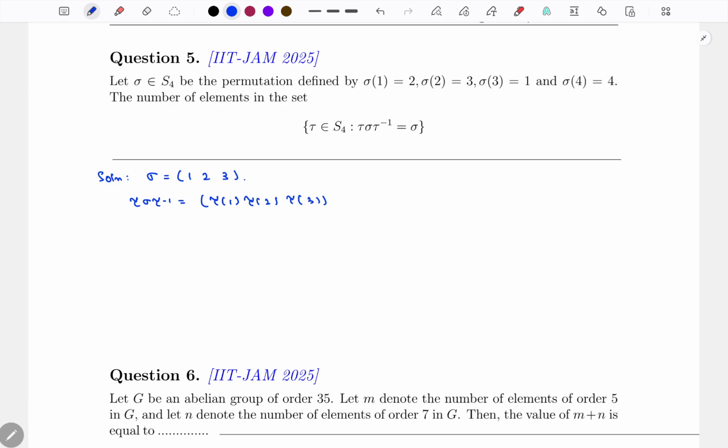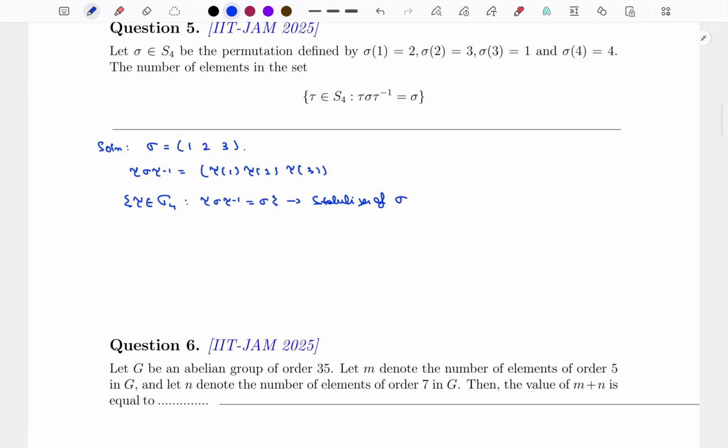So basically what we can see from here is that if I consider the action of S4, what I'm trying to say is the following: the tau in S4 such that tau sigma tau inverse is equal to sigma. So this is basically the stabilizer of sigma via the conjugacy action, isn't it? Isn't it just the stabilizer of sigma?